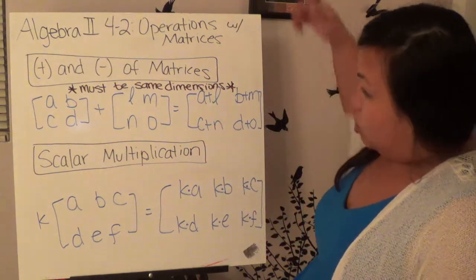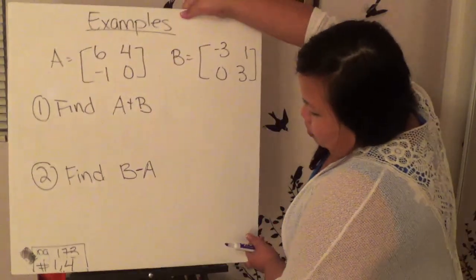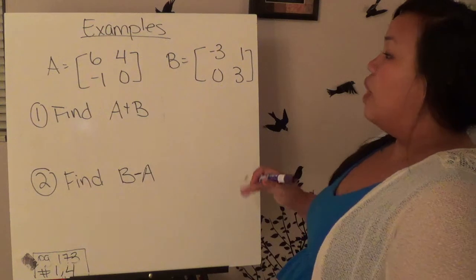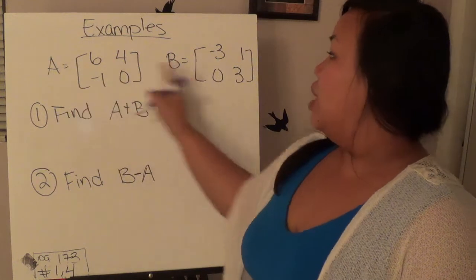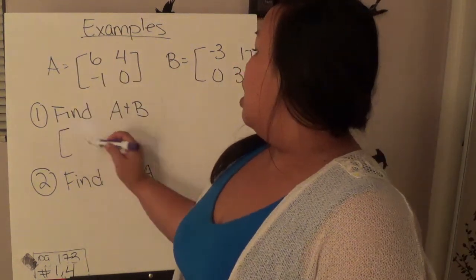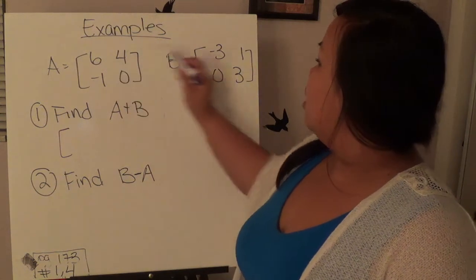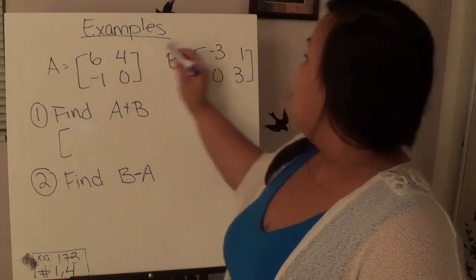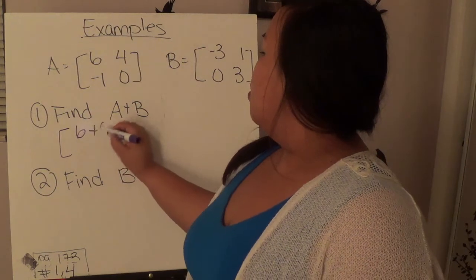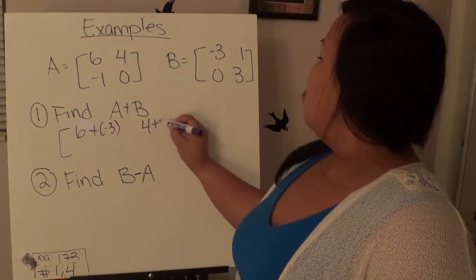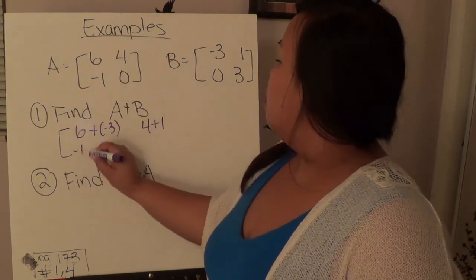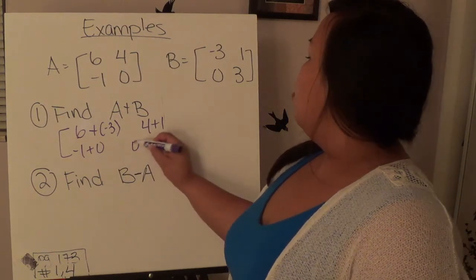And we're going to go into two examples. Alright, so the first one is they're giving me A and B, and they want me to basically add A plus B. So I'm going to take this, and I'm going to know this is the top left and this is the top right. So I'm going to do 6 plus negative 3. Right? Top left, top left. This is top right, top right. I'm going to do 4 plus 1. This is negative 1 plus 0. And this is 0 plus 3.